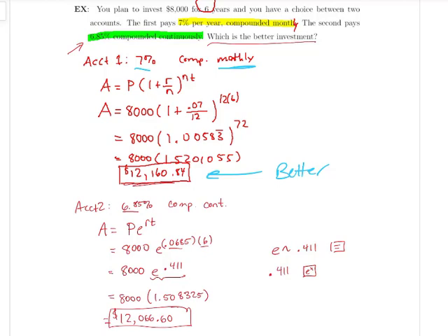All right, and that's the end of section 9.1 on exponential functions. We'll move on from there into 9.2.